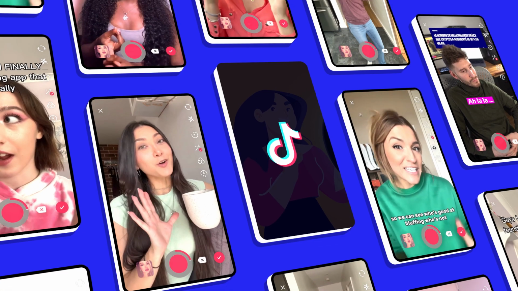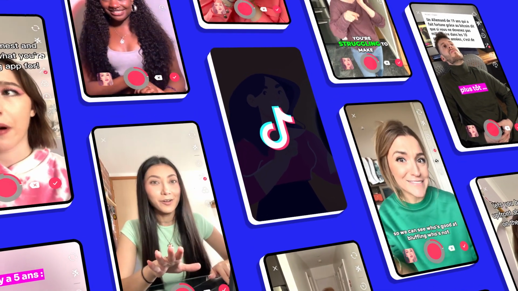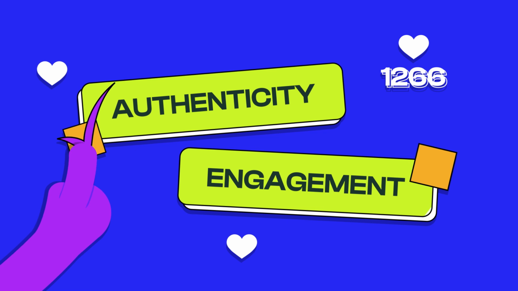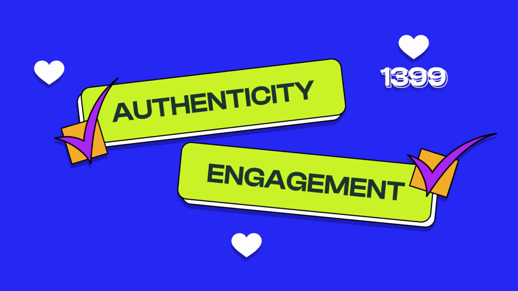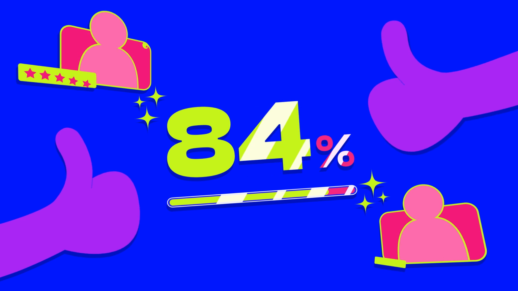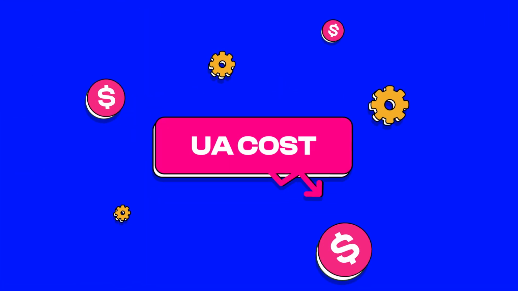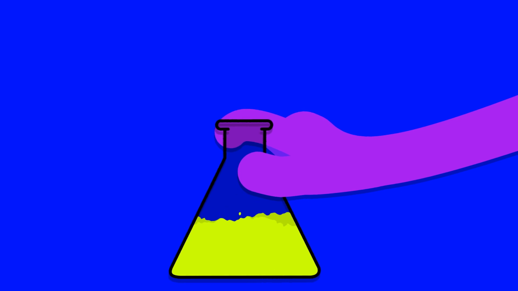UGC is content created by users for brands. It gained massive popularity with TikTok in 2019, blending authentic creativity with brand collaborations to engage audiences like never before. 84% of consumers trust brands that market with UGC. It builds credibility, lowers UA costs, and diversifies your creative mix.